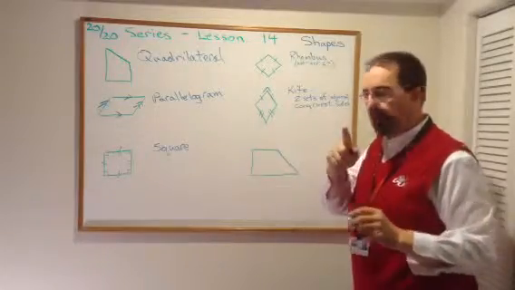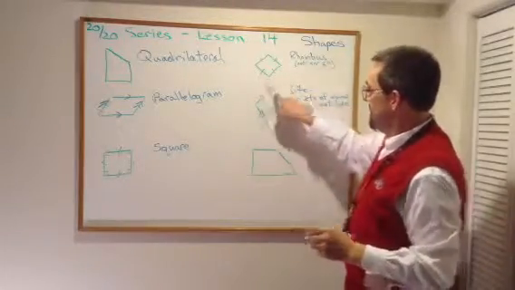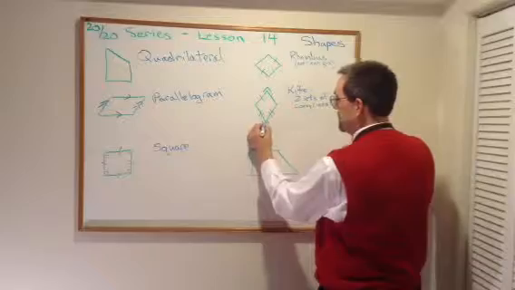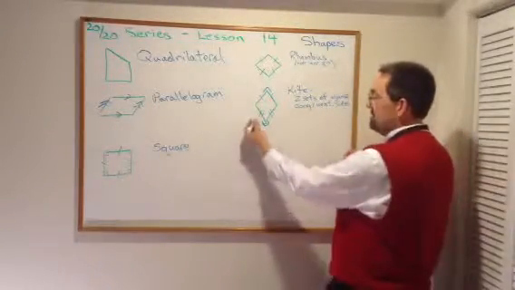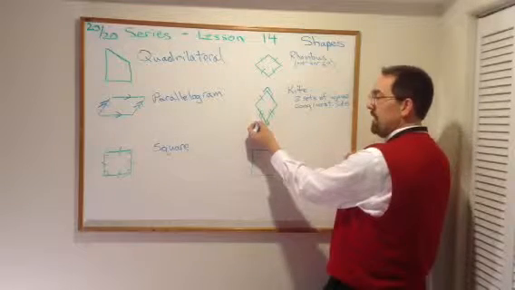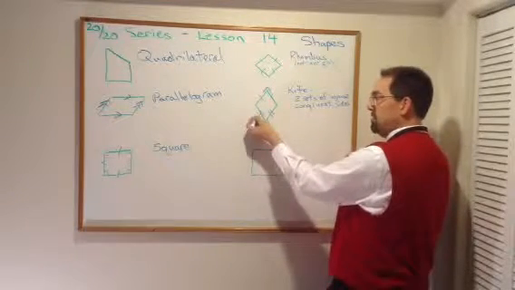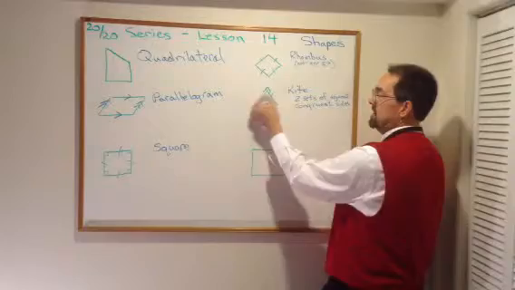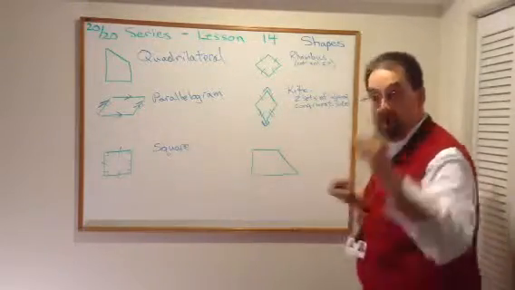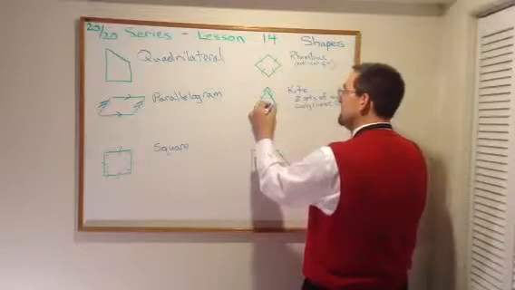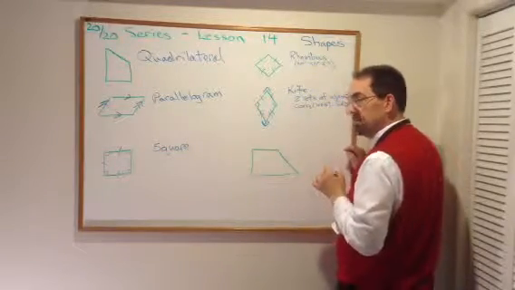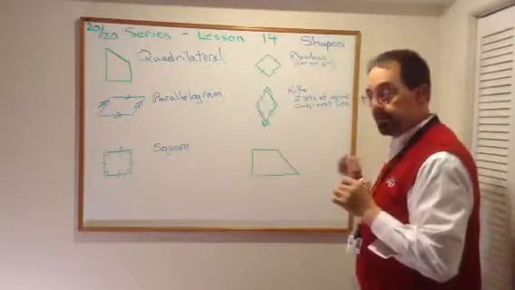A lot of vocabulary. Adjacent, next to, congruent, equal in length, and remember the symbols. Double hash mark, double hash mark. That means they're equal. Single hash mark, single hash mark. That means they're equal. Another thing. This angle is equal to that angle in a kite. Good job.